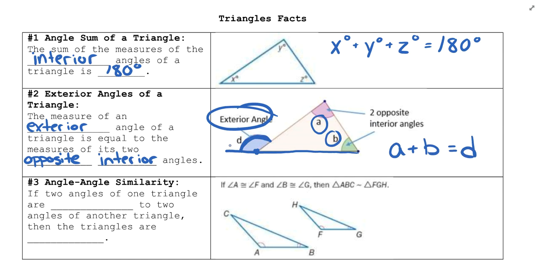Our third triangle fact is angle-angle similarity, and this states if two angles of one triangle are congruent to two angles of another triangle, then the triangles are similar.